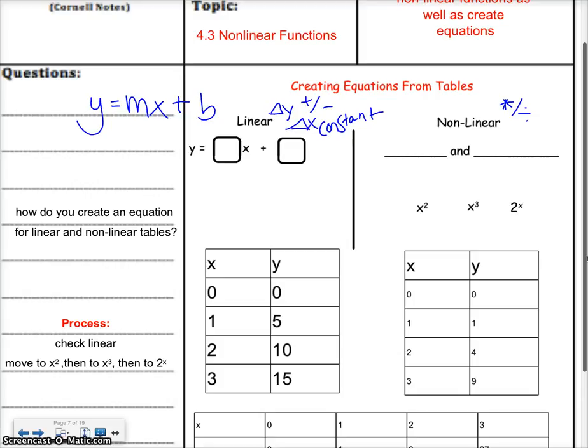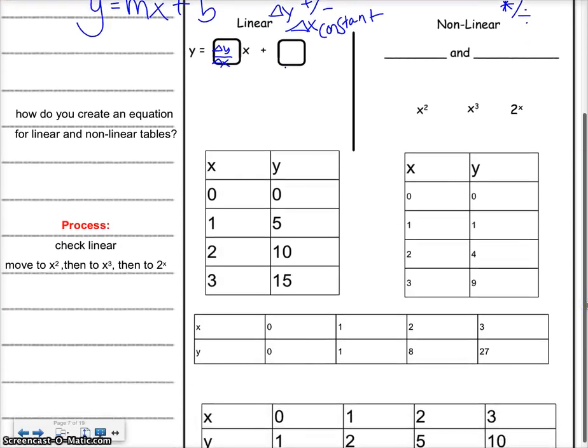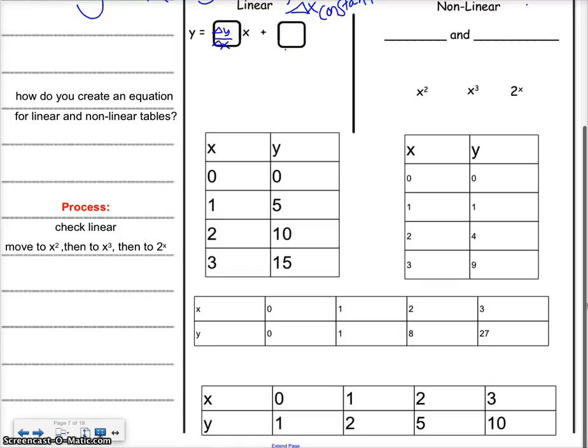Whatever you're multiplying x by is how the y and x are changing. So put in here change in y over change in x. Whatever they're changing by, you put it as a ratio, and you can make the equation as long as it's linear. And then sometimes you have to plus something. I'll give an example, from the table (0, 0), (1, 5), (2, 10), (3, 15). I want to make an equation that models it.